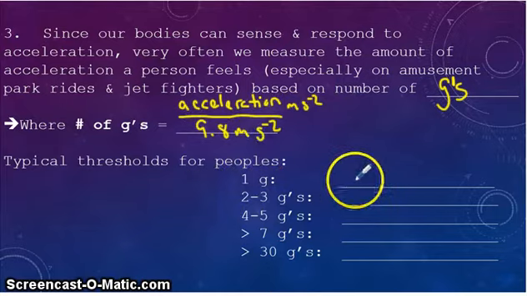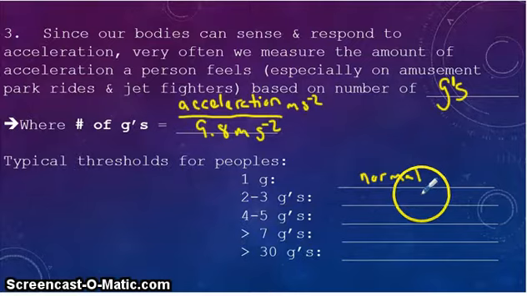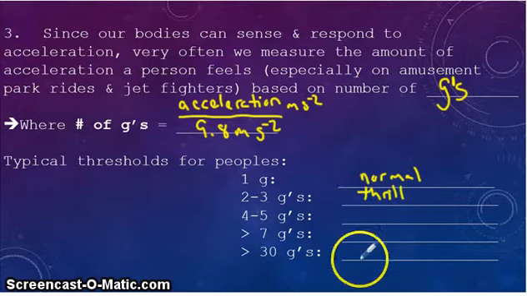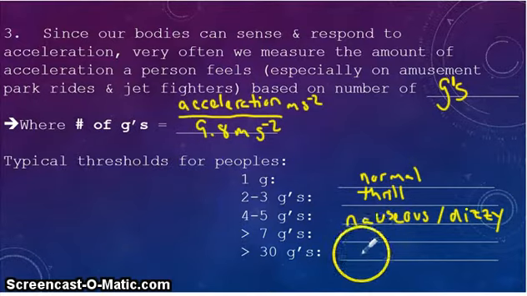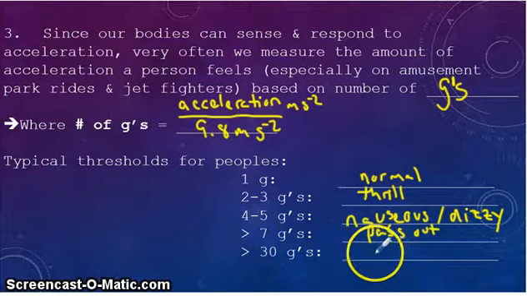So to give you an idea, 1 G is normal. Right now you are experiencing 1 G worth of acceleration. Now 2 to 3 G's, that is a thrill. 4 to 5 would make you feel nauseous or dizzy. At 7 G's, you're likely to pass out. And greater than 30 G's, especially for a long period of time, can cause death.